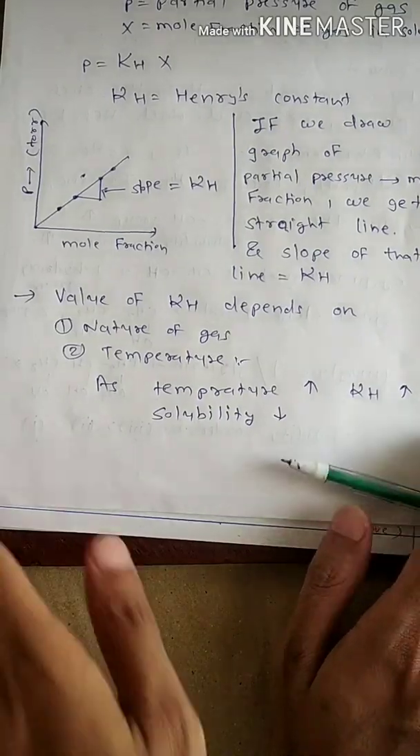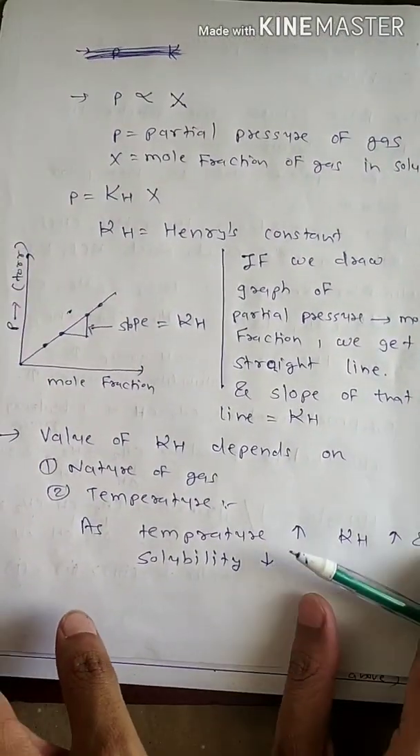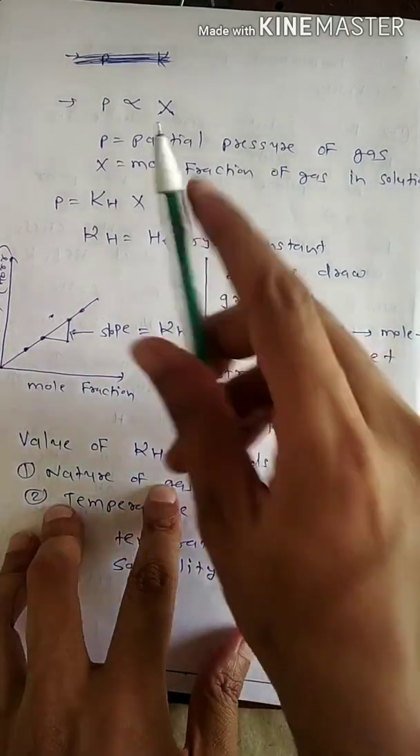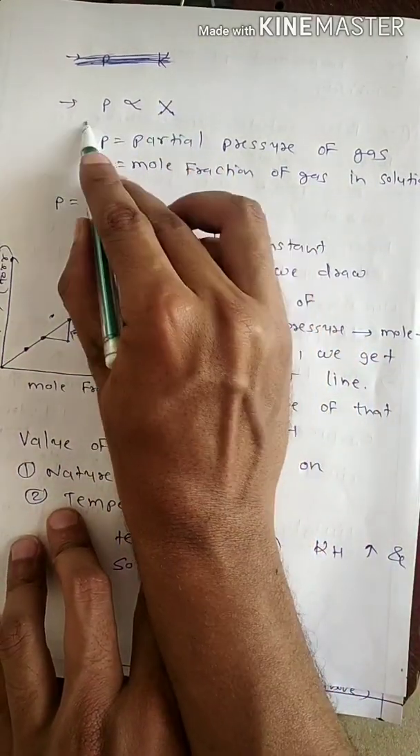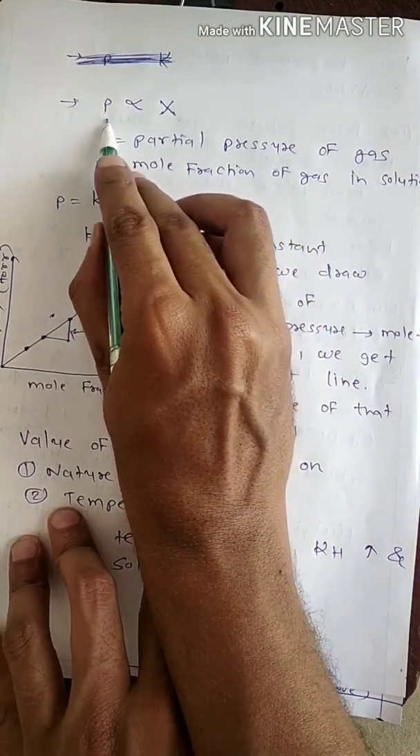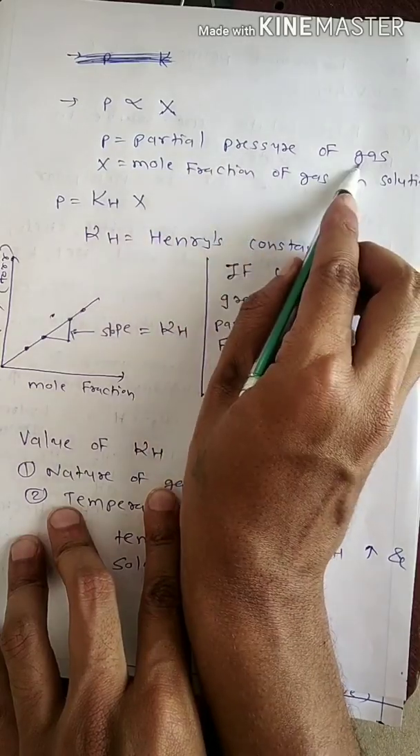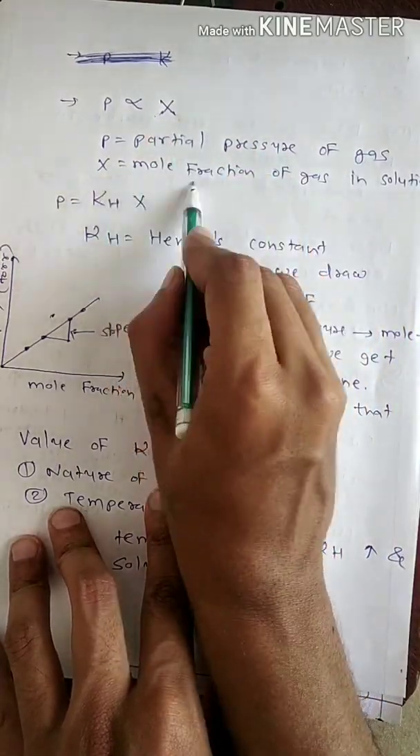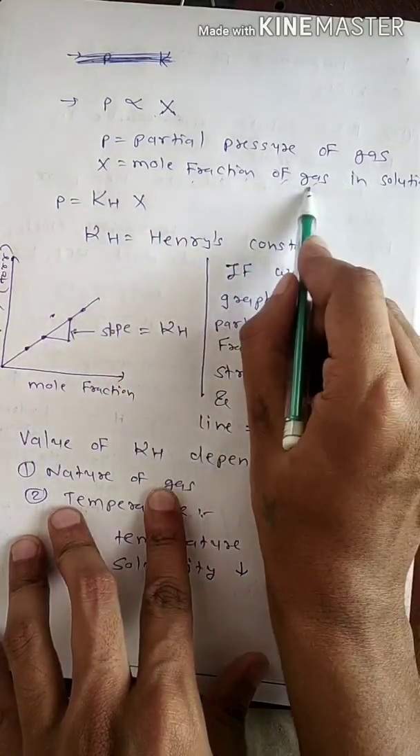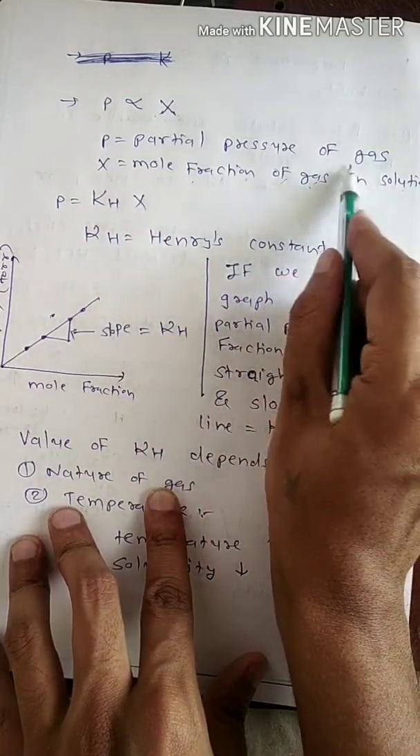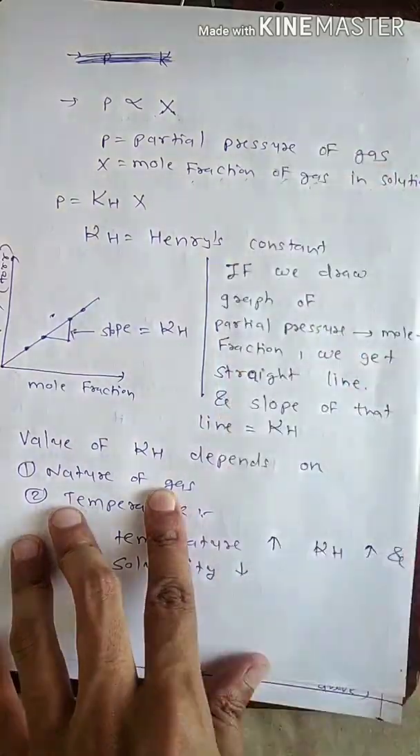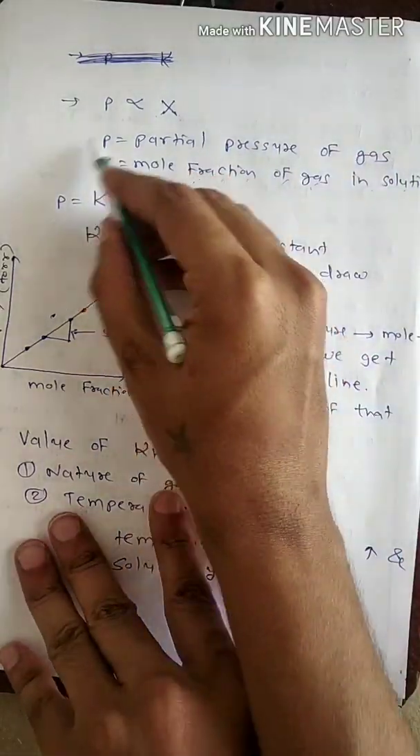Now this shows the mathematical form of Henry's law. P, that is partial pressure of gas, x, that is mole fraction of gas. Which gas did we take for the mole fraction? Gas in solution. This was in the upper layer. Okay, so this is the mathematical form.